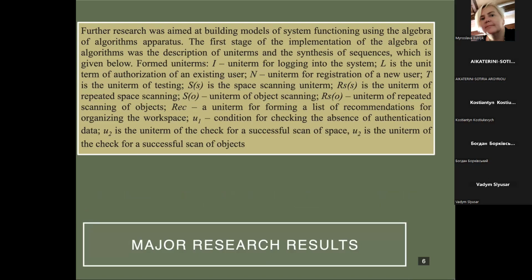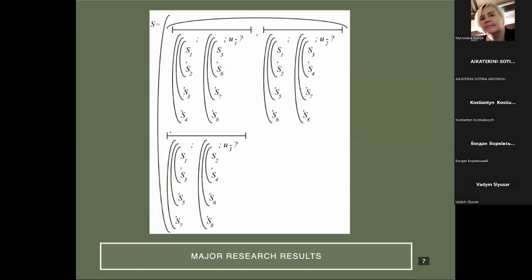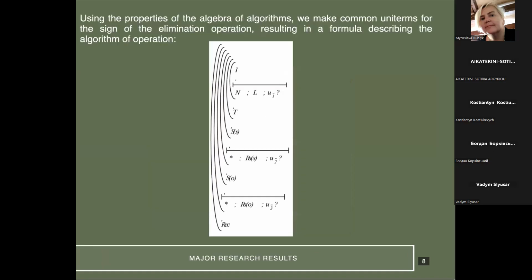The first stage of the implementation of the algorithms was the description of unit terms and the synthesis of sequences, which is given below. After substituting the eliminations, the general formula will look like on the slide. And the next stage is substitution of the corresponding sequences in the elimination. As a result of using the properties of the algorithm, we subtract the common unit terms by the sign of the elimination operation and obtain the following formula of the algebra of algorithms.